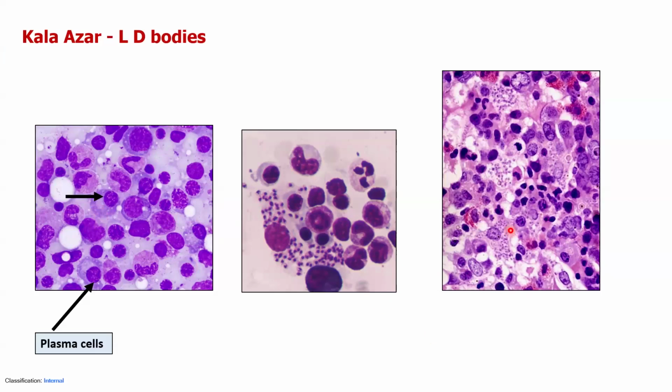They can be picked up on the bone marrow biopsy as well, where a number of these intracellular as well as extracellular LD bodies can be seen. The presence of plasma cells is a clue for diagnosis of this condition.